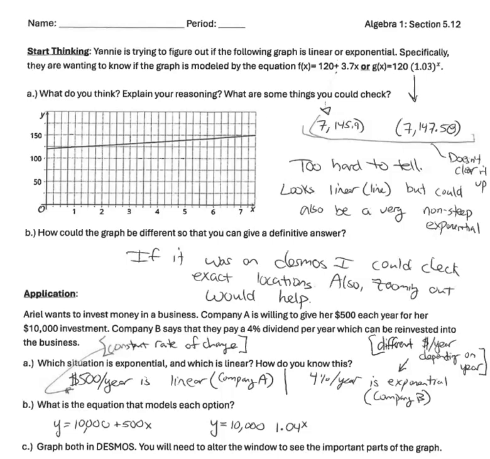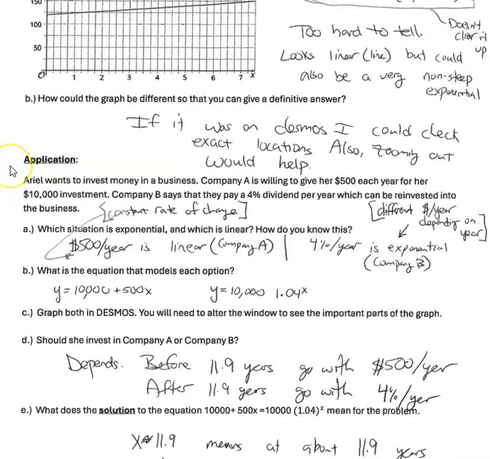The other thing on Desmos is you could grab the graph and just slide your point over to 7, and you will be able to see if it is 145 or 147, and that would be definitive as well. So what we're looking at here in this first problem is just the difference between linear and exponential when we're talking about the graph. Now, our second problem here is an application.